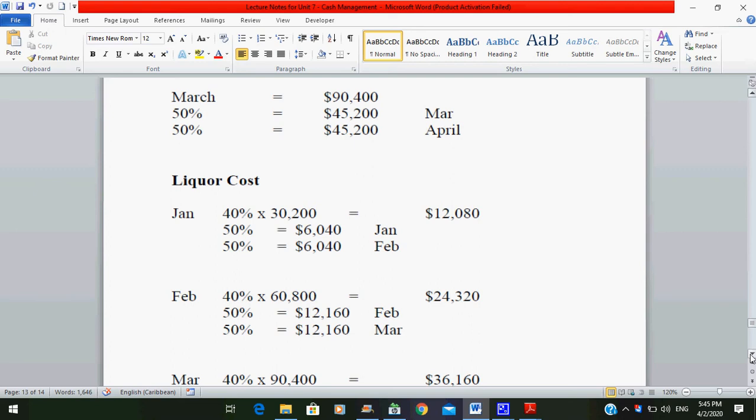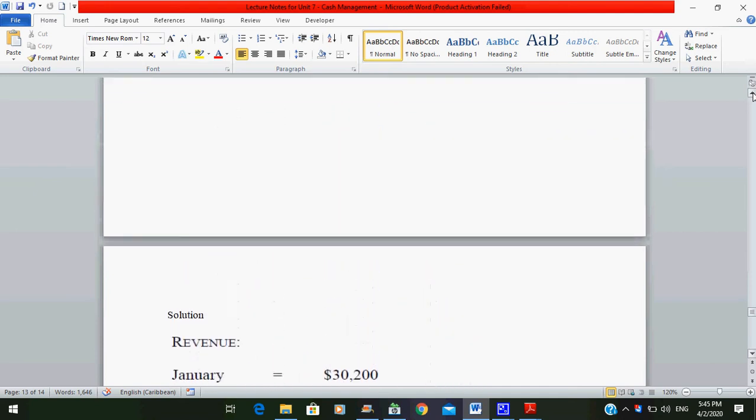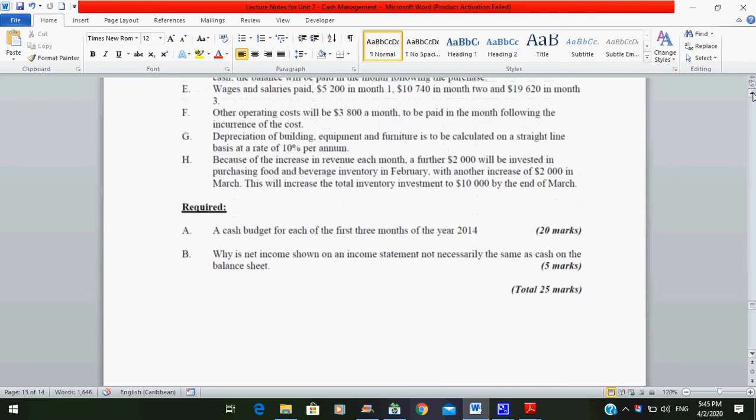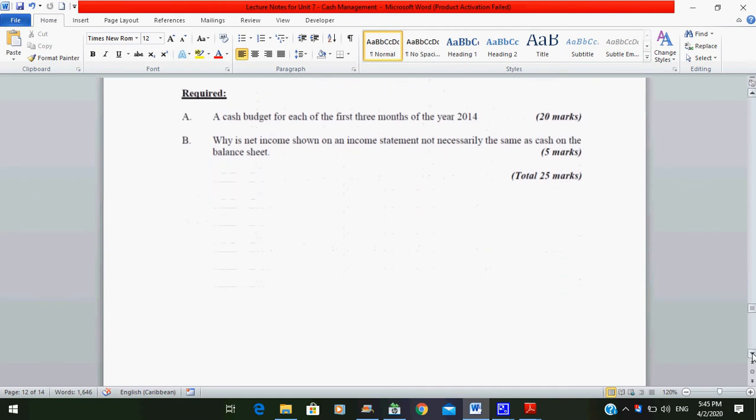Let's continue. So the question originally said, let's look at it again. 40% of revenue. Liquor cost will average 40% of revenue. Half of this cost each month will be what? Cash. The balance will be paid in the month following the purchase.